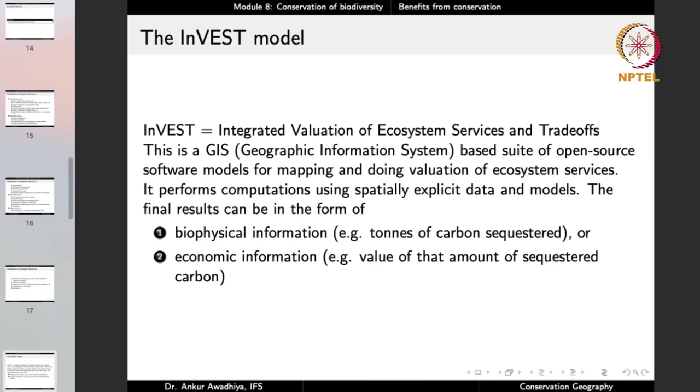Now, how do we do a valuation of these services? For that, we can make use of models such as the InVEST model. InVEST stands for Integrated Valuation of Ecosystem Services and Trade-offs. This is a GIS-based suite of open source software models for mapping and doing valuation of ecosystem services. Now, valuation of services becomes important for two reasons. One, it allows us to have a greater understanding of what all an ecosystem is providing.